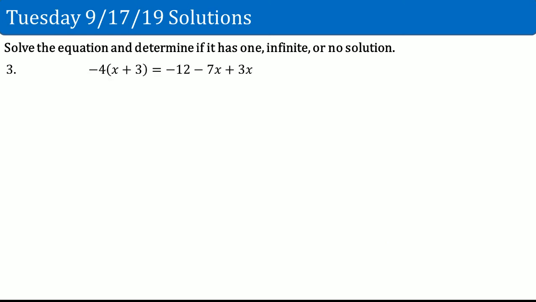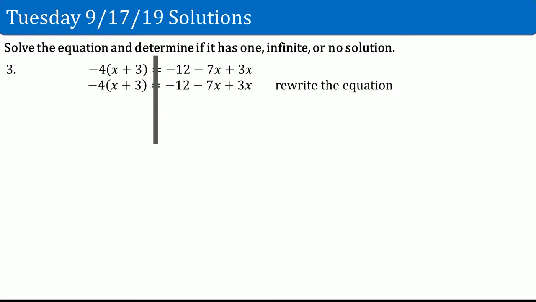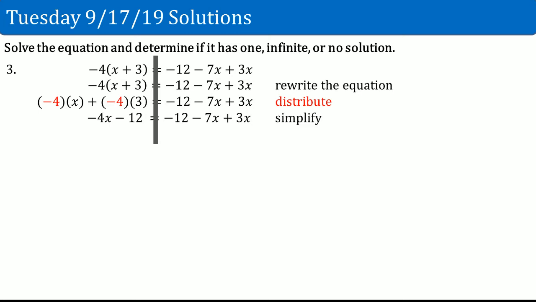Number 3, rewrite the equation and draw the line straight down. We see a parenthesis on the left-hand side, so it's going to be negative 4 times x added to negative 4 times 3. The negative 4 is distributed to both terms inside the parentheses. Negative 4 times x is negative 4x. Negative 4 times 3 is negative 12. That is just the distributive property at this point.